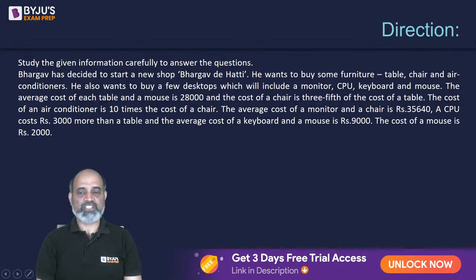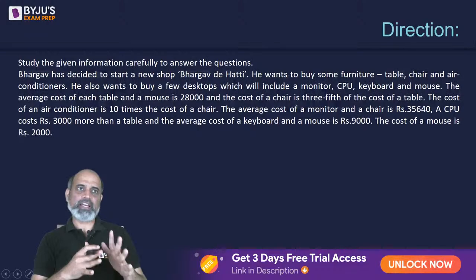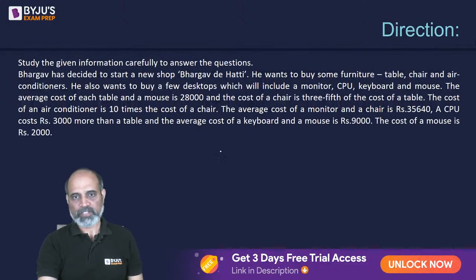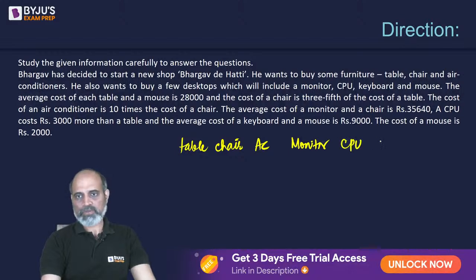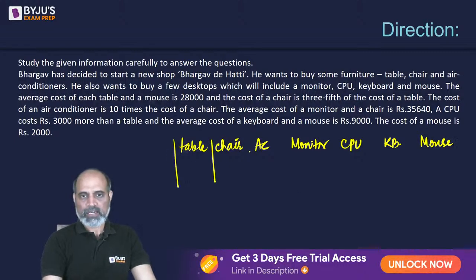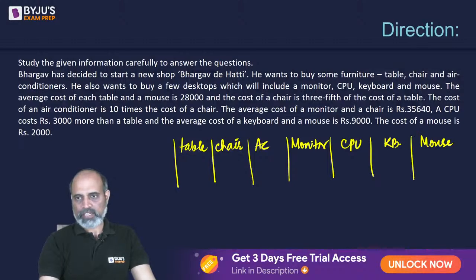The average cost of a monitor and a chair is 35,640. A CPU costs rupees 3,000 more than the table. An average cost of a keyboard and a mouse is 9,000. The cost of a mouse is rupees 2,000, right? So let's understand that we have got certain products and we need to find out the cost of all of them. So we start with table, then chair, then air conditioner, then monitor, then CPU, then keyboard, and then mouse, right? So we have to put in the cost of these 7 products.